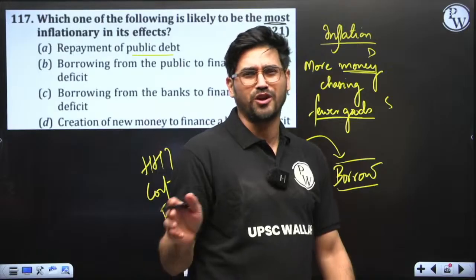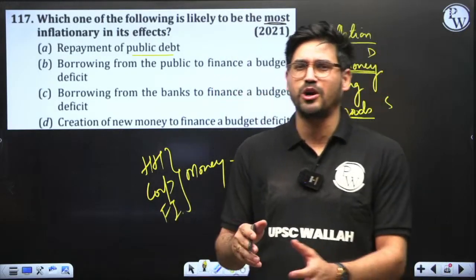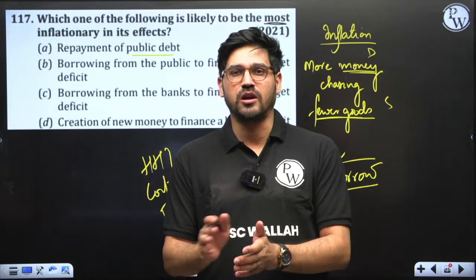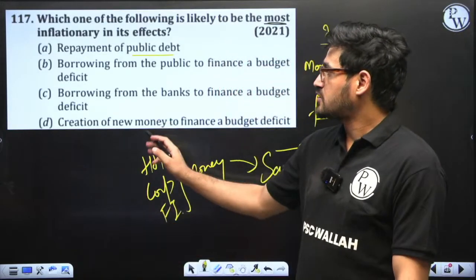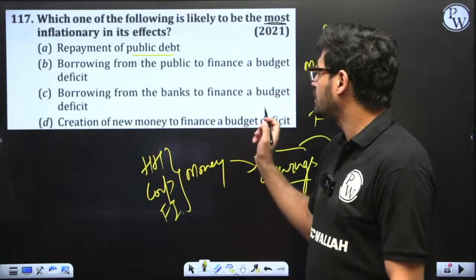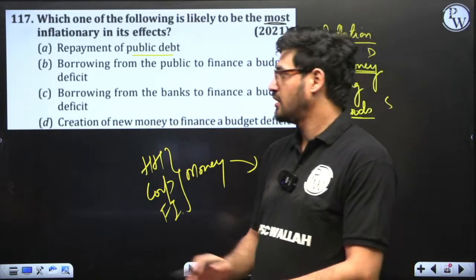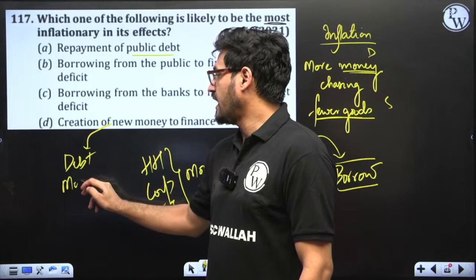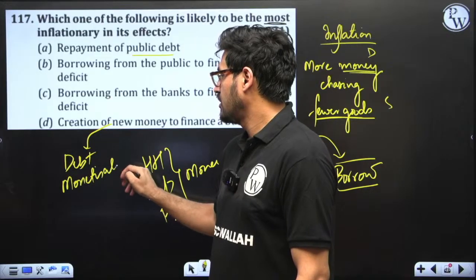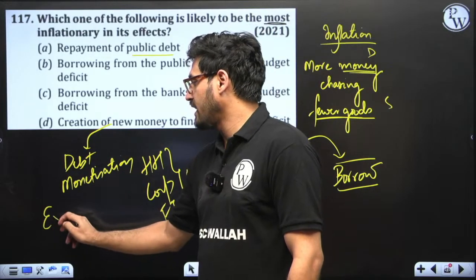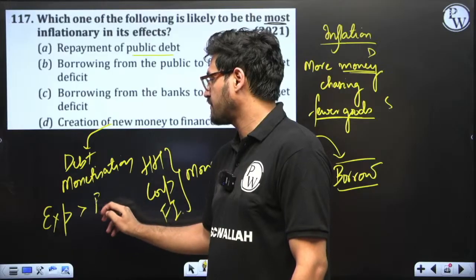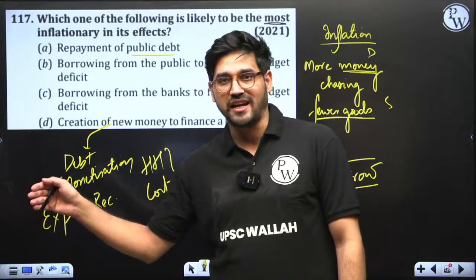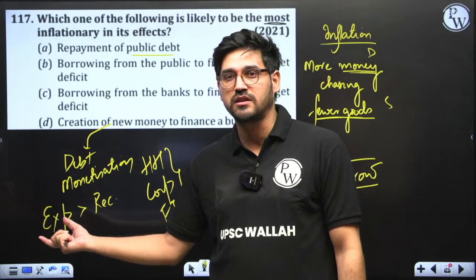Now borrowing from internal sources, or we can say borrowing directly from the market, borrowing from banks, the effect would be more or less the same. The last option says creation of new money to finance a budget deficit. This is what you call debt monetization. Debt monetization means that the government plans to make expenditure and this expenditure is far greater than the receipts of the government. That means the government requires extra money. There is a deficit situation with the government.